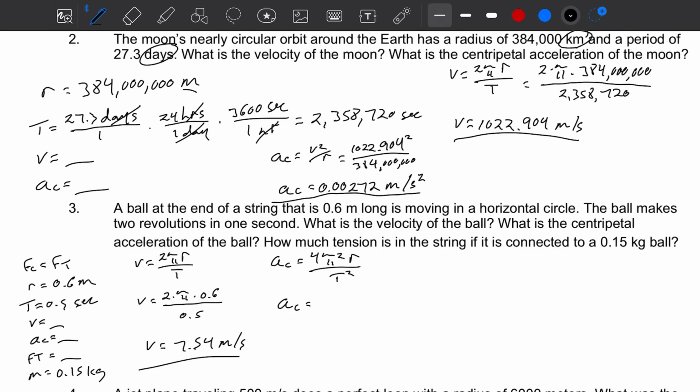Once we put it in the calculator, we're getting 4 times pi squared times the radius divided by T squared. I'm getting 94.748 meters per second squared. Finally, it asks us for tension. Tension is the centripetal force for this object, and centripetal force is calculated as mass times centripetal acceleration. The mass is 0.15. The acceleration is 94.748.